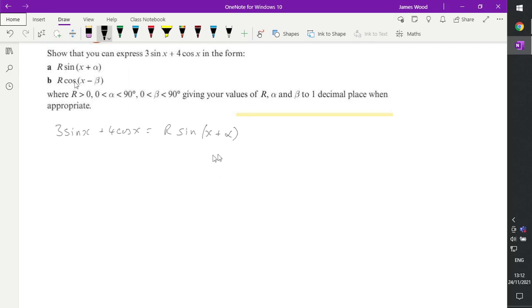Okay. Now the right hand side of this equation I can expand using my addition formulae. So this is going to be r times this whole thing: sine x cos alpha plus sine alpha cos x. And it's still equal to 3 sine x plus 4 cos x. And now what we're going to do is compare coefficients of both sides. Okay, so compare coefficients.